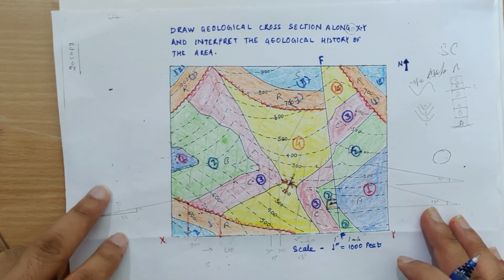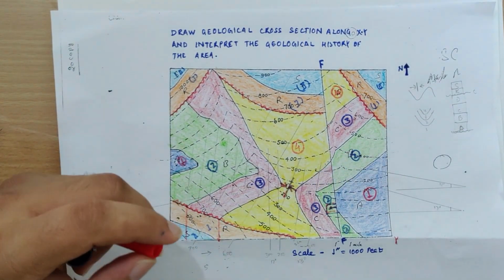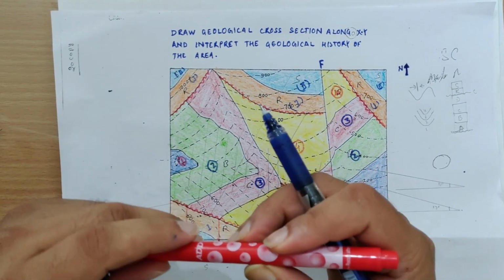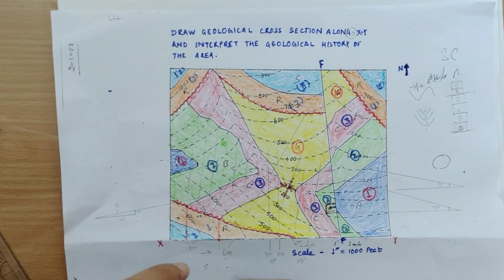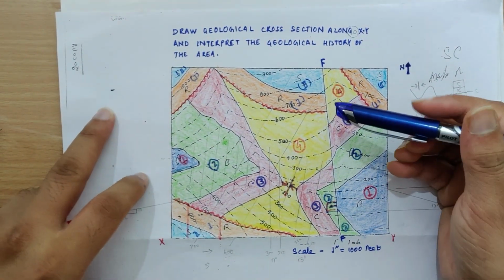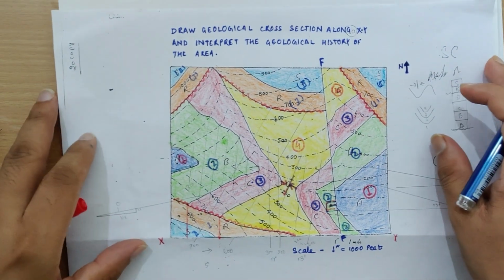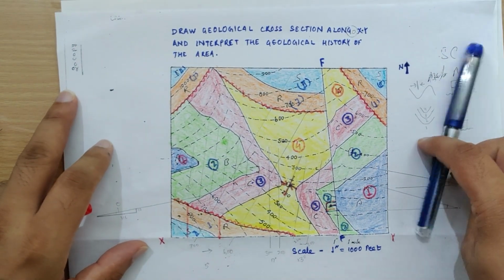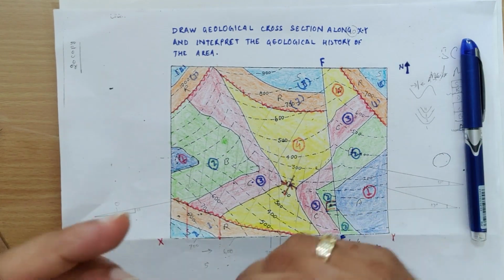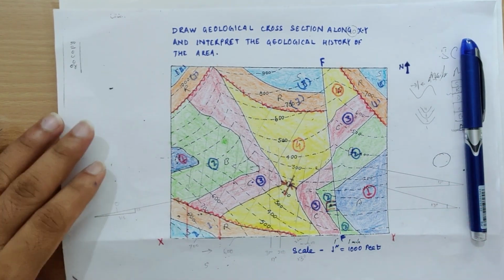Thank you everyone. So today we have learned a map containing a number of structures like folds, faults, and unconformity, together with simple dipping beds. So in the next classes we will be doing some more complex maps containing even igneous structures, etc. Thank you.